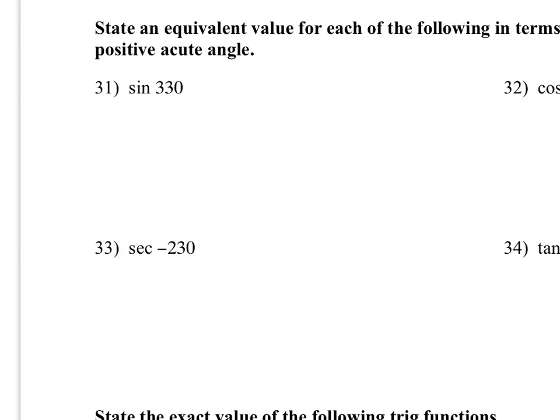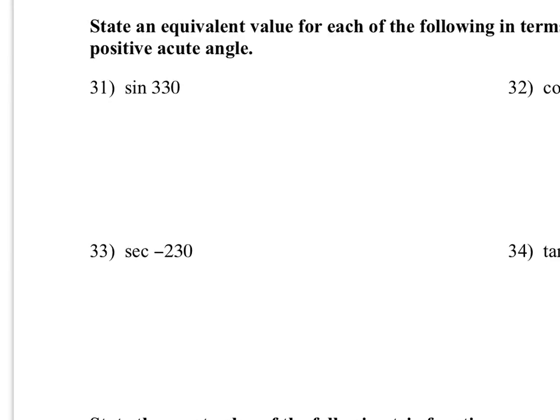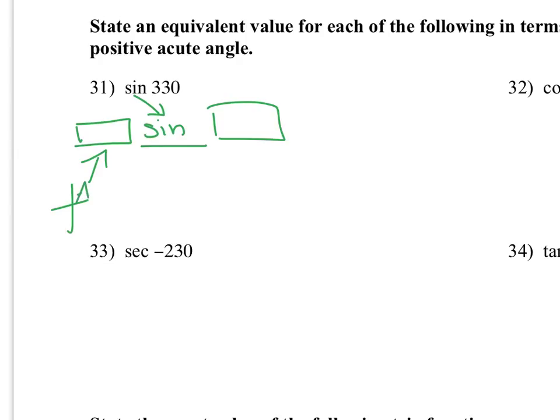Okay, so now we're going to do equivalent values for each of the following. The way I taught it was to do a box, line, box. This goes here, so sine goes here. This is the sign, depending on what quadrant your angle's in. And then this is the reference angle.